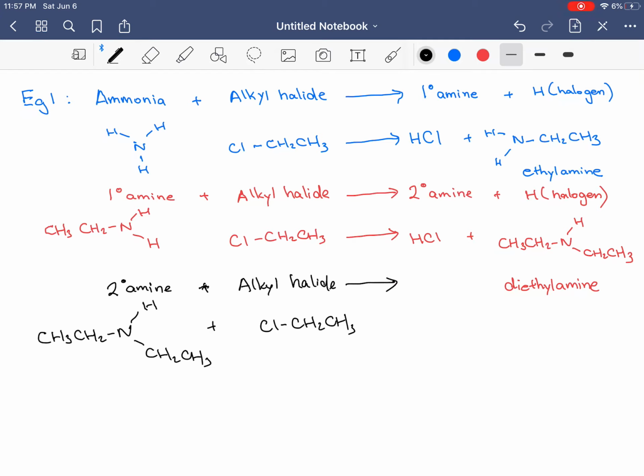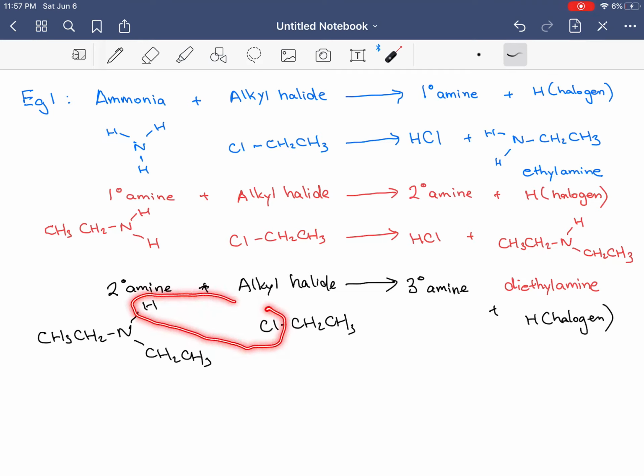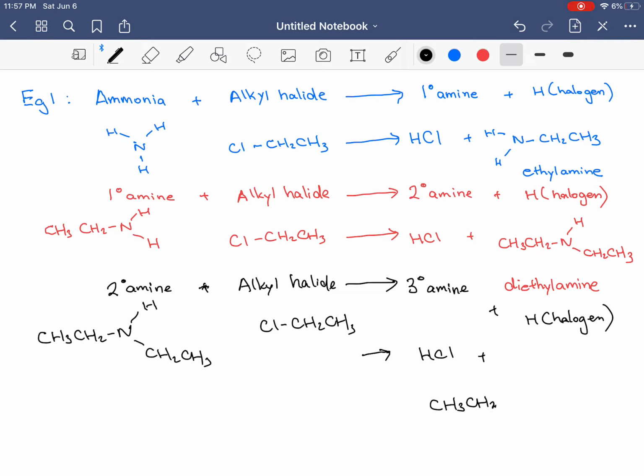Now, by patterning, you can see that you're going to get a tertiary amine plus another H halogen. To get that H halogen, you can see that this Cl is going to hook up with, oh, I don't have a choice here. I only have this H to choose from. There's your HCl. And of course, I will also have this tertiary amine. So this is your triethylamine.